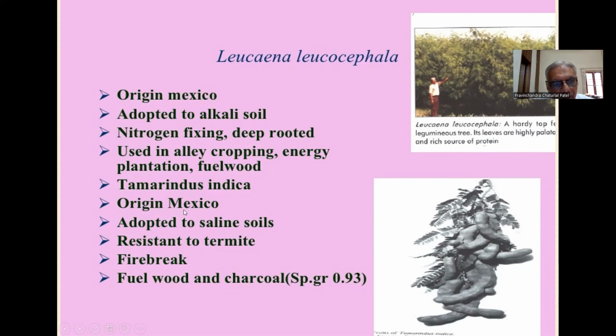Tamarindus indica, then origin Mexico. So there is a different species. Tamarind is adapted to saline soil. So Tamarindus indica is used in saline soil, whereas Leucaena leucocephala is used in alkali soil. So in alkali soil, when we grow Leucaena leucocephala, then the soil is improved or reclaimed. Then adapted to saline soil, resistant to termite, fire break, fuel wood, and charcoal. I told that it is a charcoal. Specific gravity is only 0.93.